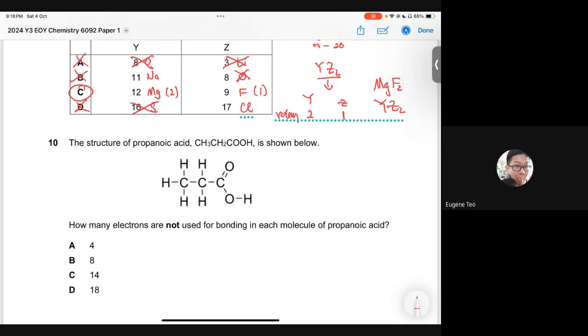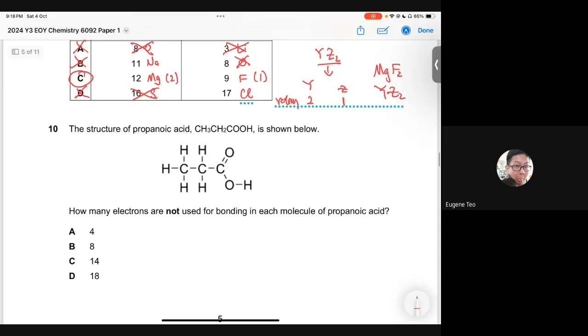Okay, the structure of propanoic acid is as shown below. So this is the structure of propanoic acid. How many electrons are not used for bonding in each molecule of propanoic acid? So I want the ones that are not used. Okay, how to go about doing quickly for this?